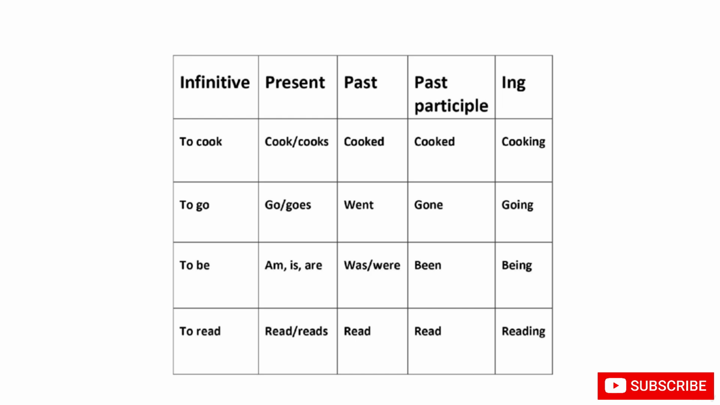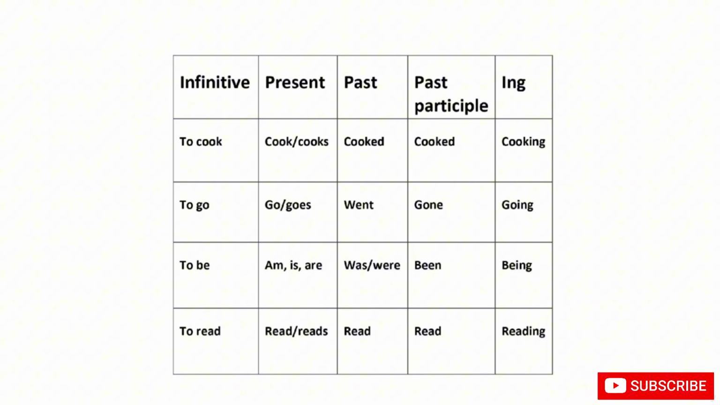But you cannot do that with an irregular verb, like the verb to go. The present tense forms are go and goes, but the past tense form is not goed, it's went. The past participle form is gone. Or take the verb to be. It has 3 present tense forms, am, is, and are. I am, you are, he is, she is. And 2 past tense forms, was and were, and the past participle form is been.